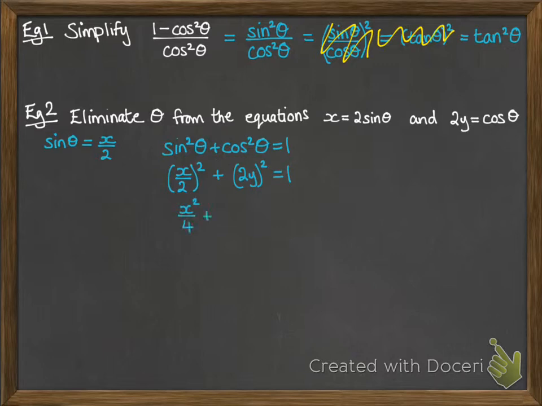So multiply out those brackets and you get x squared over 4 plus 4y squared equals 1. And you should have spotted by now we've managed to eliminate the theta. We've replaced it with x's and y's instead, and we know that they're equal to 1. Now just one final little step. Usually we like to tidy that up so it doesn't have any fractions in it. So we'll multiply everything by 4 to get x squared plus 16y squared equals 4.